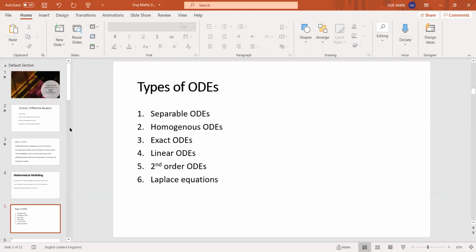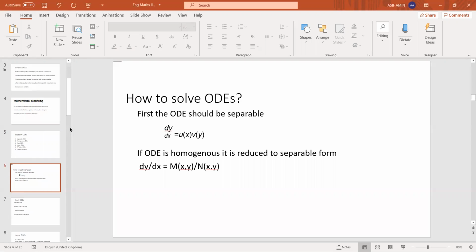Types of ODEs. There are many types of ODEs, uncountable types of ODEs. Here are a few: separable ODEs, homogeneous ODEs, exact ODEs, linear ODEs, second order ODEs, Laplace equations, and so on. Moving on, how do we solve ODEs?